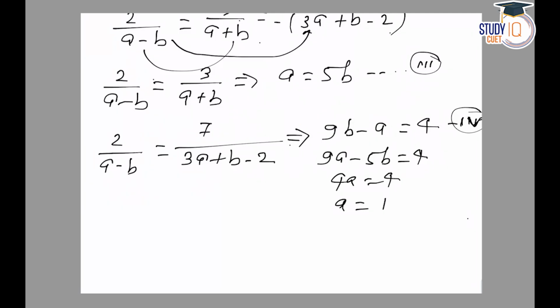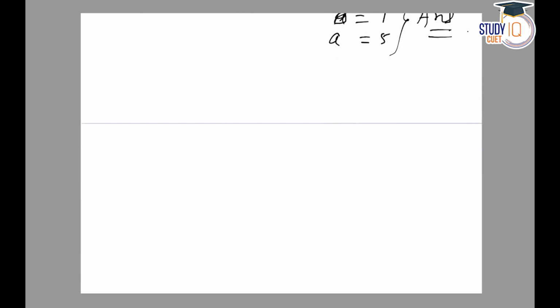If b equals 1, then from 3, a equals 5. So for infinite solutions, a equals 5 and b equals 1.